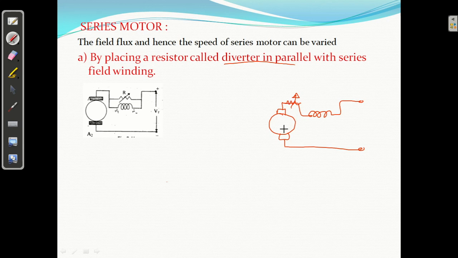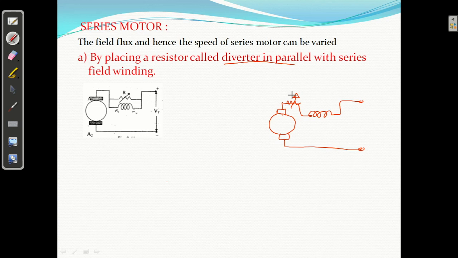We have already discussed this method in the last presentation. It is not a flux control method, because when you change it, the field current and flux both change, armature current and field current both will change. So it is not a field control method. It is called the armature control method. We have already discussed this earlier in the armature control of series motor. So this is not the technique here.